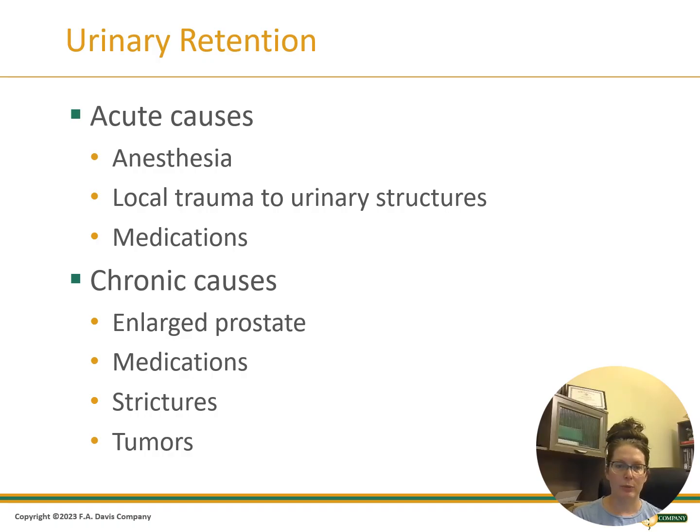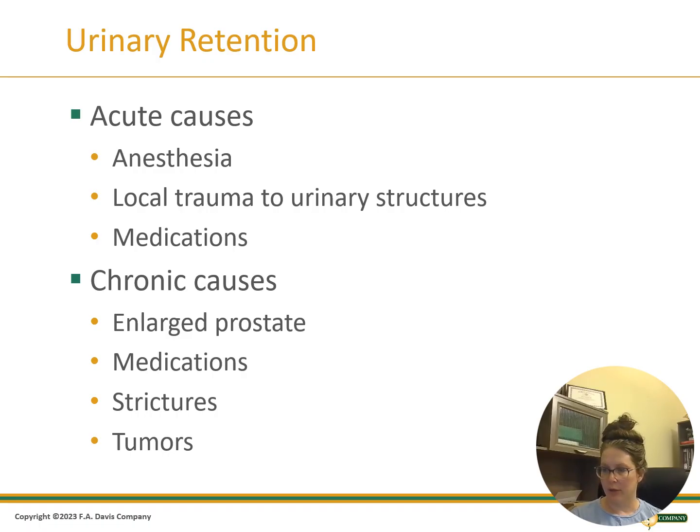So sometimes whenever a Foley is placed during surgery, the nurse giving a report will say, you know, we pulled the Foley at this time, they need to void by this time. So whenever you hear the phrase due to void after surgery, that's what that means. They need them to get up and use the restroom, empty their bladder after having that Foley placed. But even without the Foley placed, sometimes you can get urinary retention from anesthesia. It's pretty common with kids too.